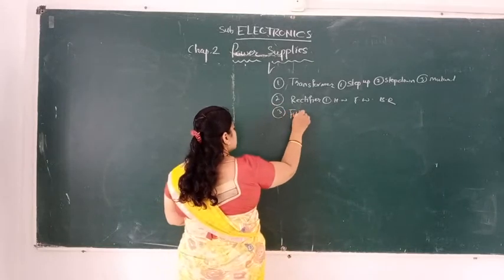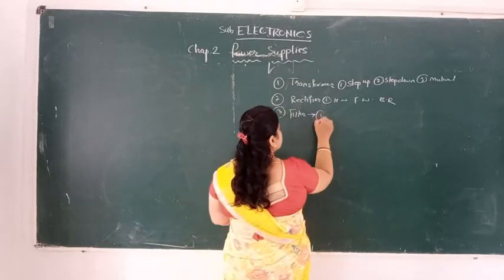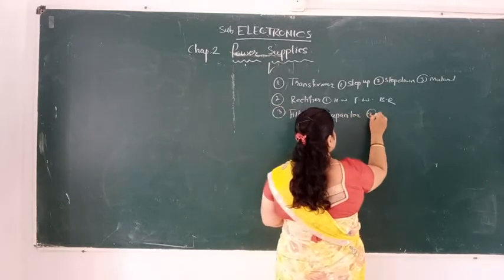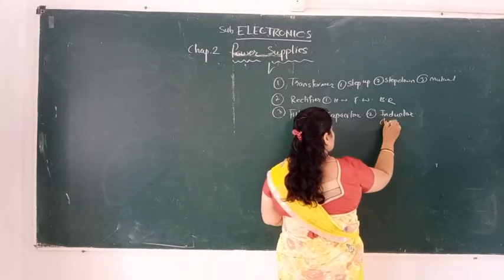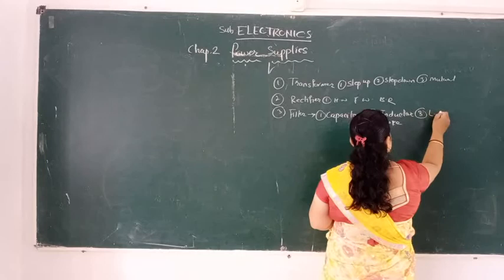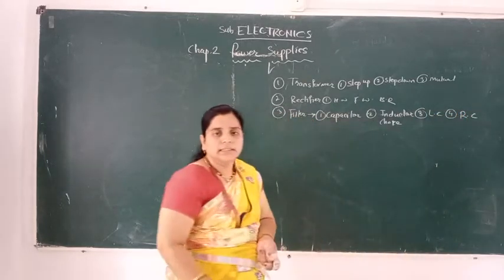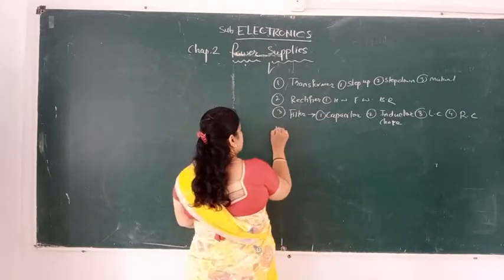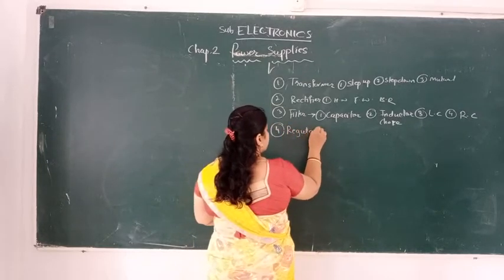Okay. And the next circuit was the filter circuit, and there are four types of filter we have seen. First type is the capacitor filter, second is the inductor filter, and this inductor is also called the choke filter. Third is the LC filter, and fourth is the RC filter. LC means inductor capacitor filter, and RC means resistor capacitor filter. And last we have seen the regulator.